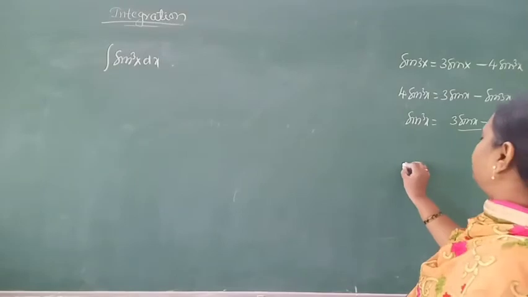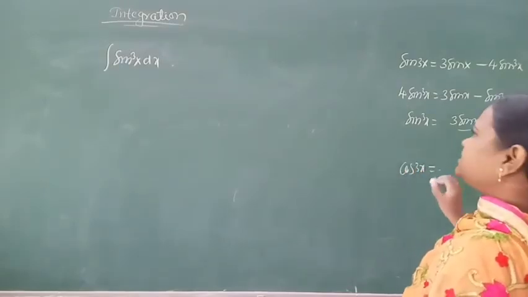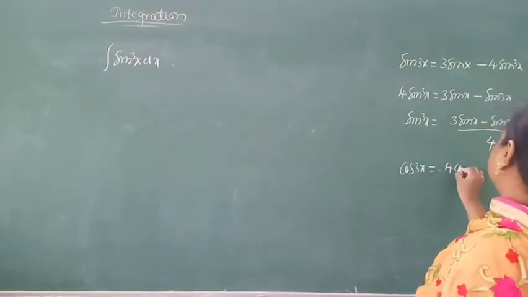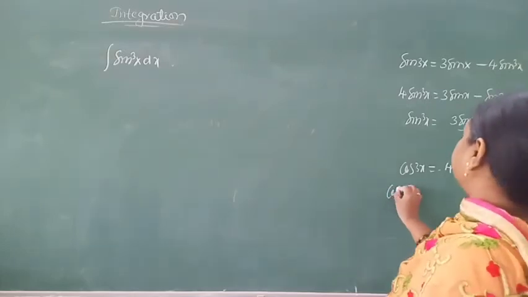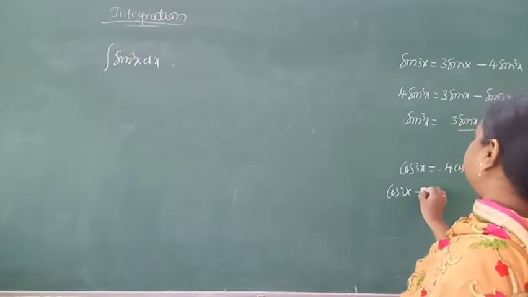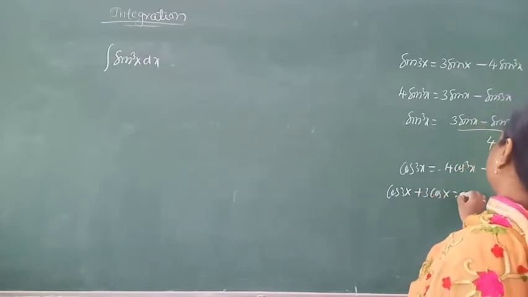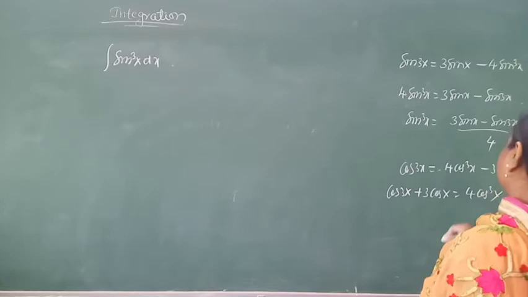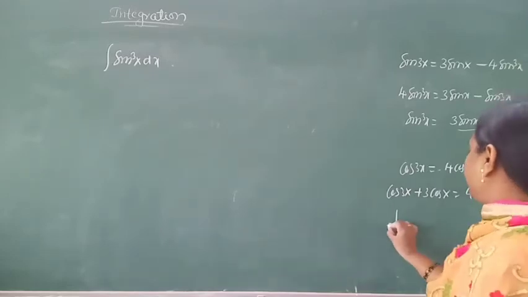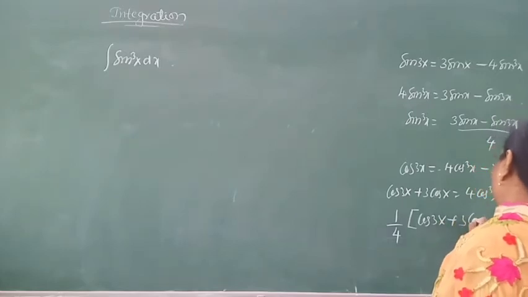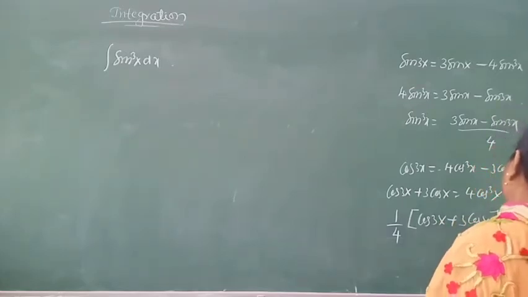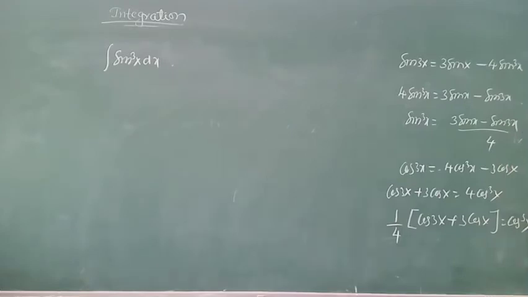Similarly, we have the formula cos 3x is 4 cos cube x minus 3 cos x. Correct? Take the minus 3 cos x to this side, you get cos 3x plus 3 cos x is 4 cos cube x. Then cos cube x is 1 by 4 of cos 3x plus 3 cos x. Suppose they mention calculation of cos cube x, you apply this formula.